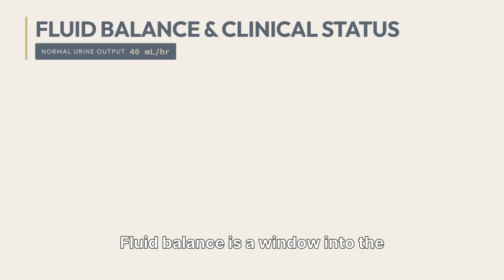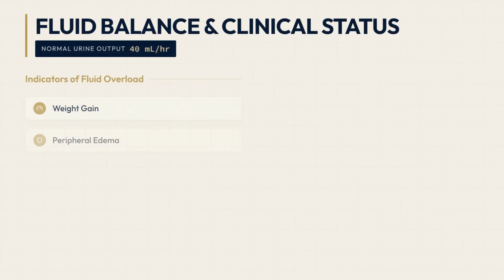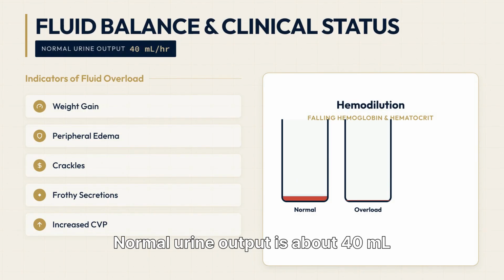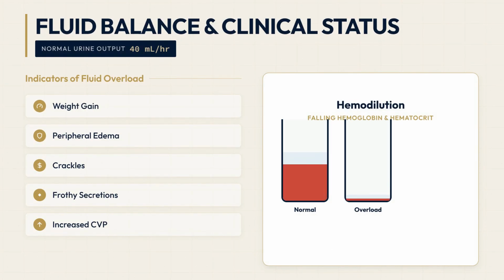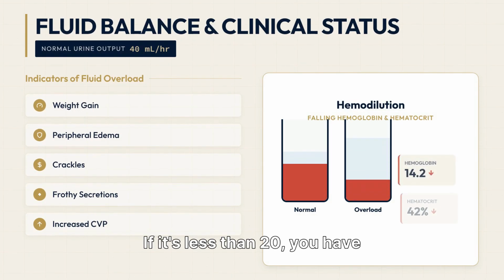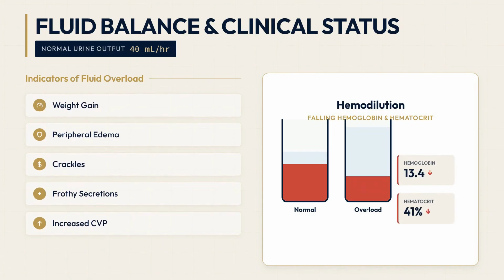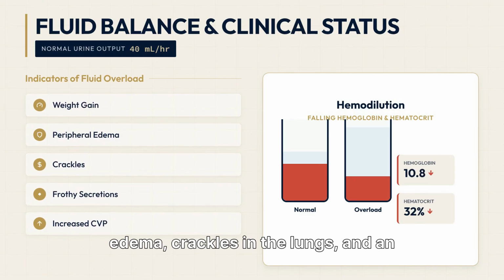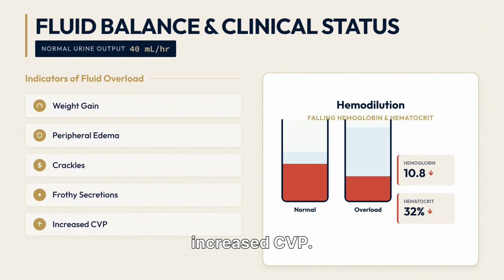Fluid balance is a window into the patient's hemodynamic status. We look at the intake and output over 24 hours. Normal urine output is about 40 milliliters per hour. If it's less than 20, you have inadequate renal perfusion. Watch for signs of fluid overload: peripheral edema, crackles in the lungs, and an increased CVP.